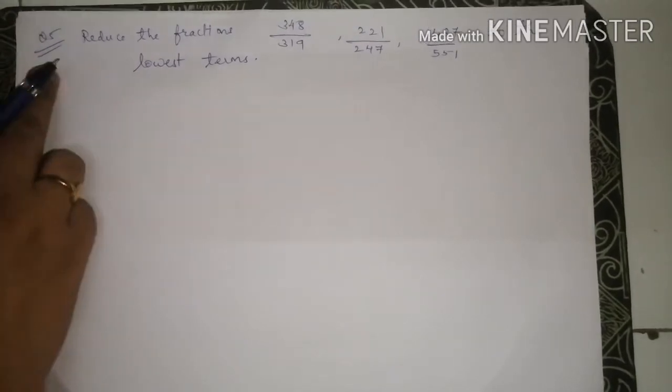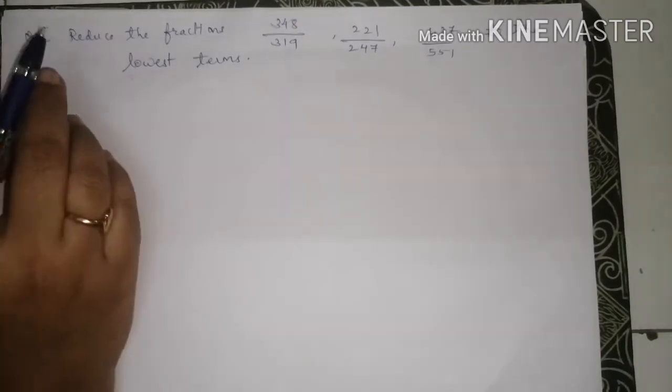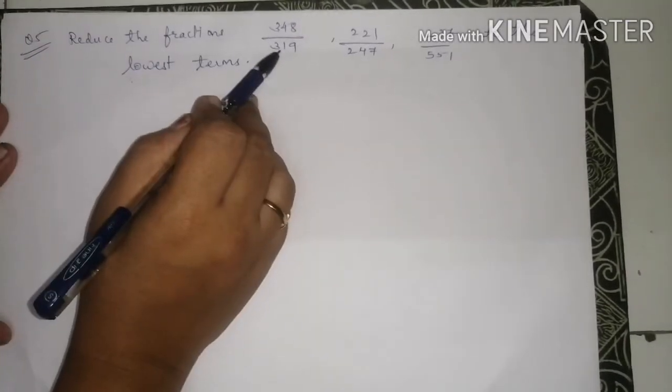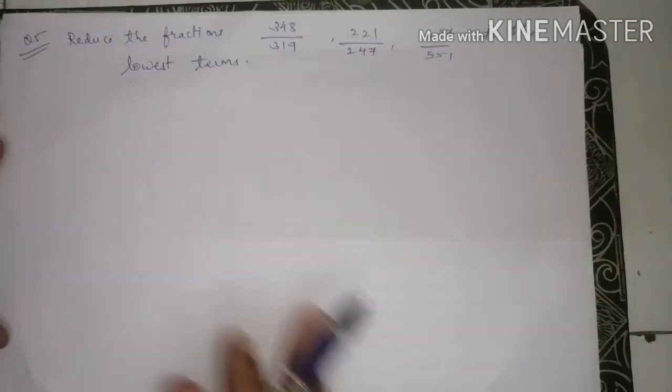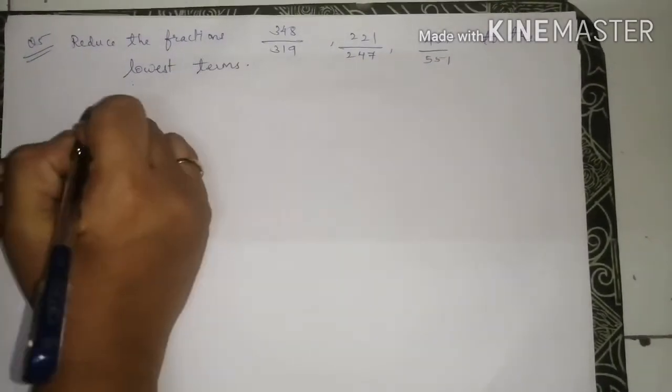The next sum is question number 5. Reduce the fractions. Some fractions are given. We have to reduce them to their lowest terms. So this is your first one, 348 upon 319. We have already done this. So let's find out.